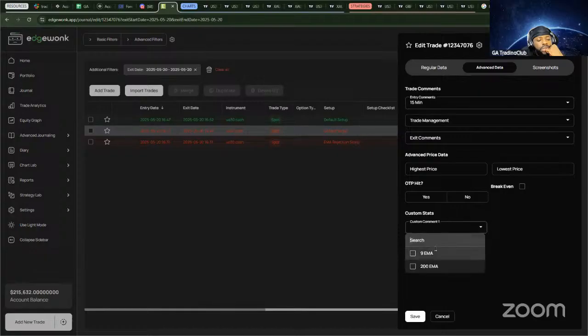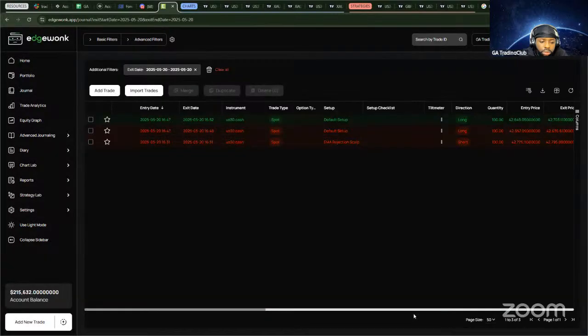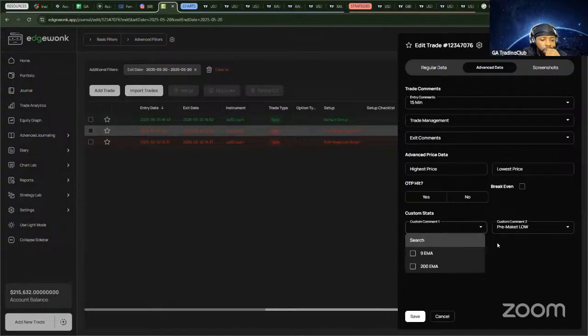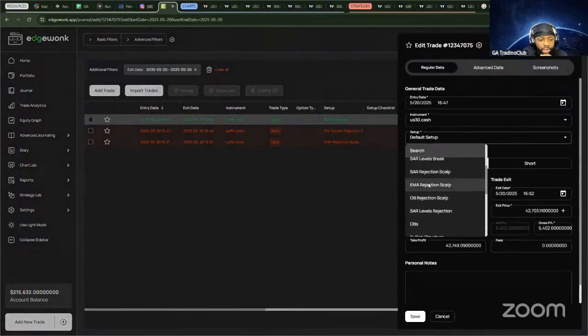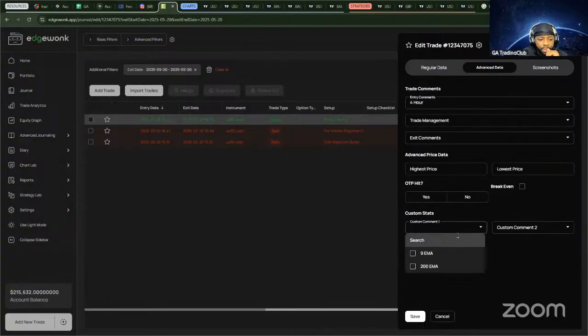What we'll do here is add new. Pre-market. And the one that we want here is EMA rejection scalp. This was the 4-hour EMA.